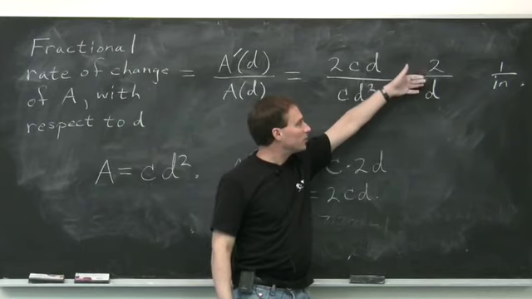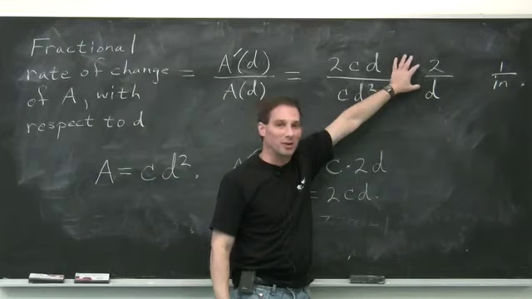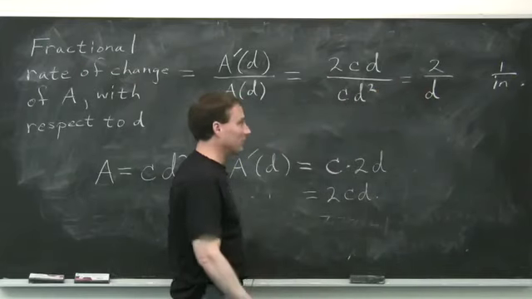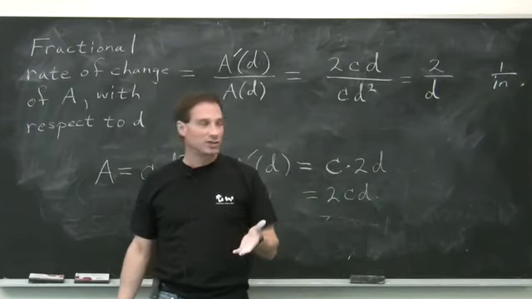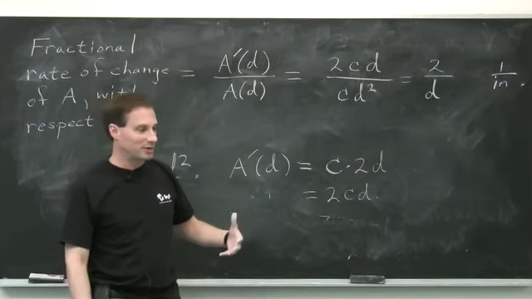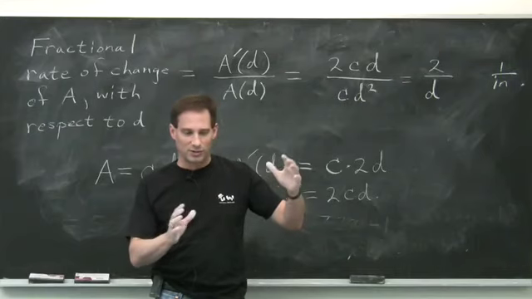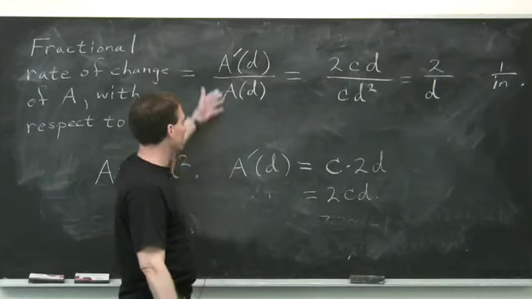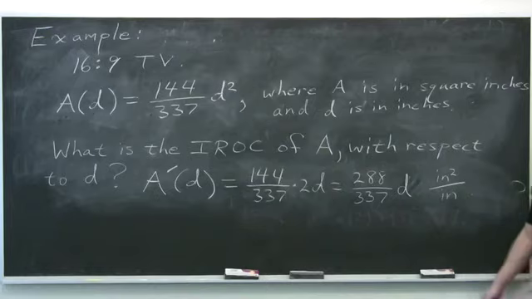And because we got 2 over D, you see that if D is smaller, this is a bigger number. When D is bigger, this is a smaller number. So the actual fractional increase in the size of a television is bigger for smaller televisions. And this kind of matches our intuition that, yeah, if you're considering a small screen television, if you just go up a few inches, you get a much bigger television, bigger as a fraction of the other size television.